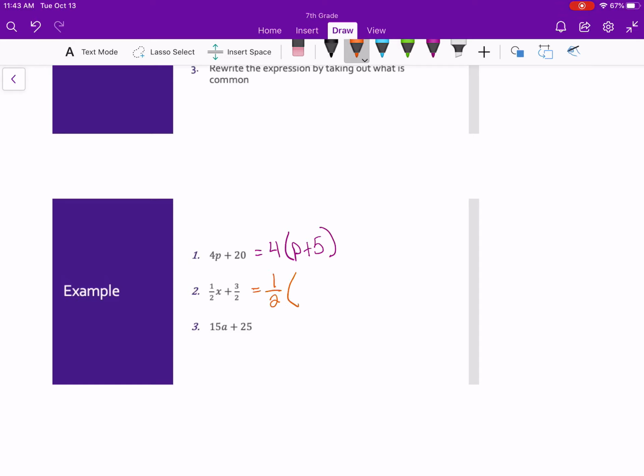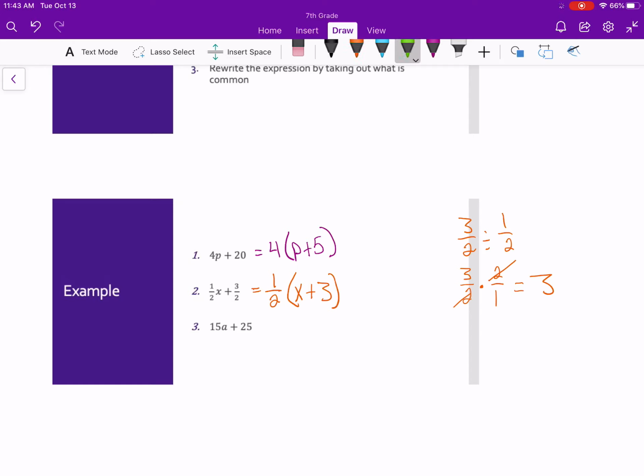All right, and then next one, we want to take out a 1/2. Okay, 1/2 x divided by 1/2 is 1x, or just x. And then we have to take 3/2 divided by 1/2. Okay, remember to divide fractions, we keep it, change it, flip it. These 2's will cancel out, so we're left with 3. So x plus 3.